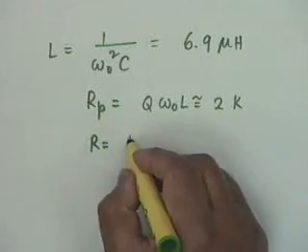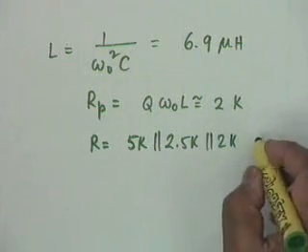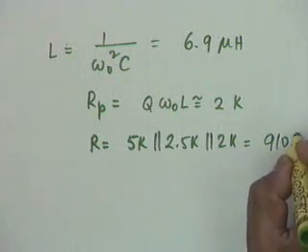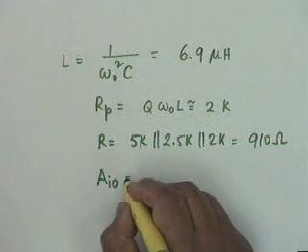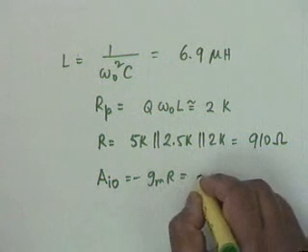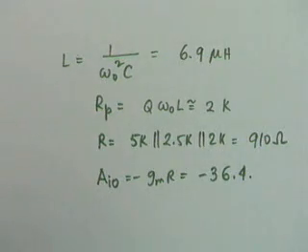Okay. In order to calculate this, we require the value of R, and therefore we require RP. R is the parallel combination of 5K, 2.5K and 2K, which is equal to 910 ohms, my calculation, and therefore AI0, the resonant gain, is minus GMR is equal to minus 36.4, and the design is complete. Any question before we go to the next one?